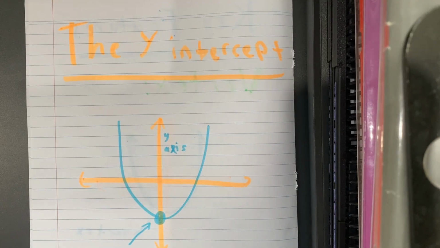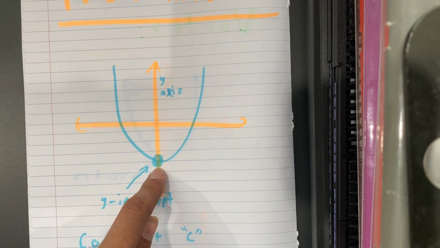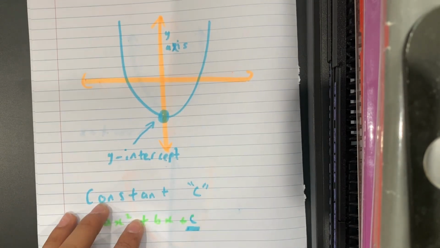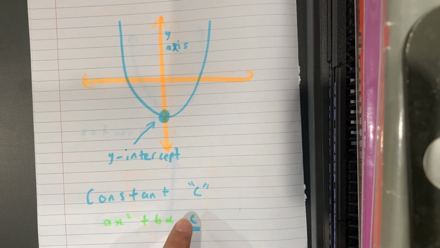The y-intercept. This is where the parabola crosses the y-axis at this point. In our equation, ax squared plus bx plus c, the constant c represents the y-intercept.